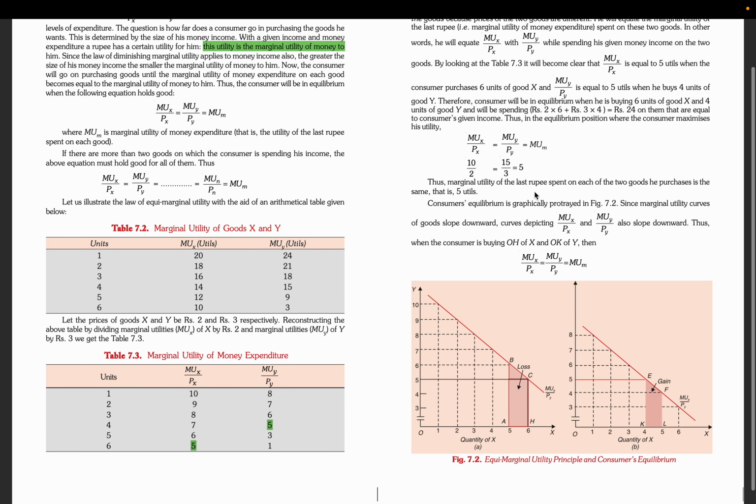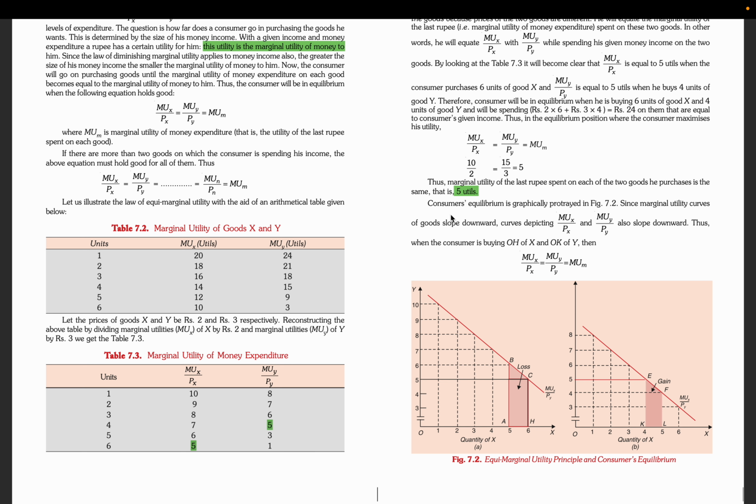Thus, the equilibrium position where the consumer maximizes his utility is given by this. The marginal utility of the last rupee spent on each of the two goods he purchases is the same, that is 5 utils. The marginal utility of that last rupee he is spending is equal to 5 utils.